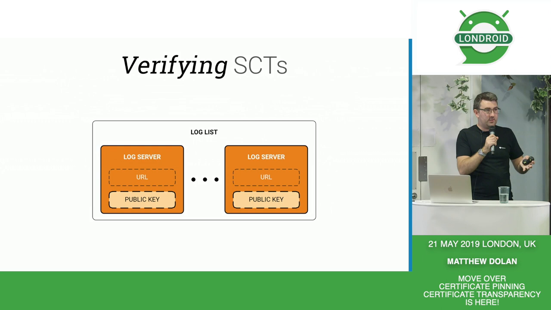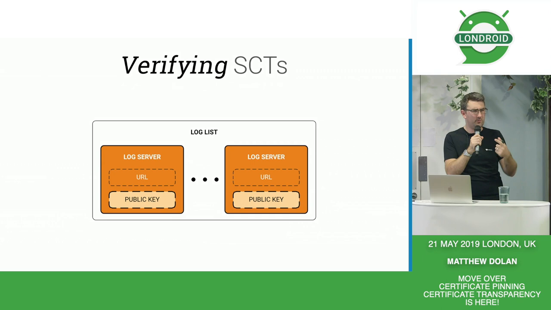This works by the clients having an embedded list of all the log servers that they trust. Both Apple and Google publish their own log list. Apple's is very much based off Google's. It is a direct copy. In that list, each of the log servers publicly lists its public key, and you can use that public key to verify that the signature of a signed certificate timestamp actually came from one of those log servers. In a more in-depth check, you can then call that log server and verify that it has a log entry for your server.